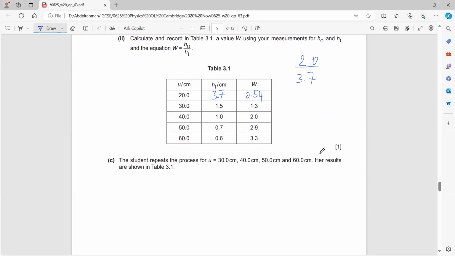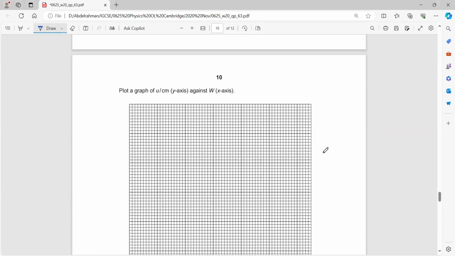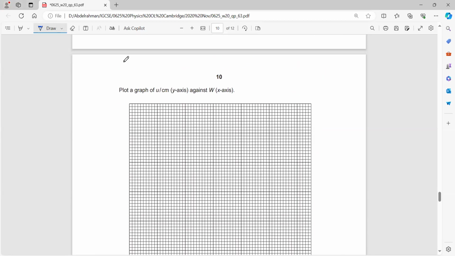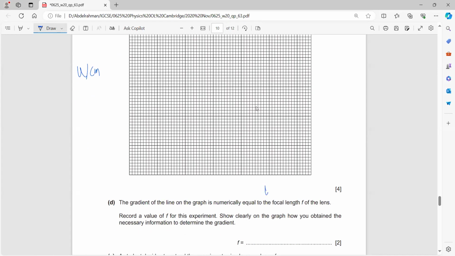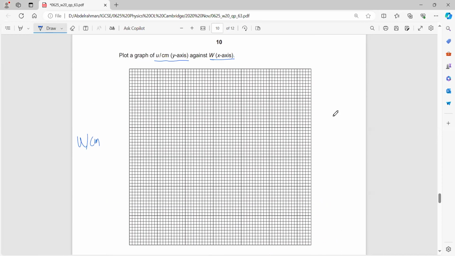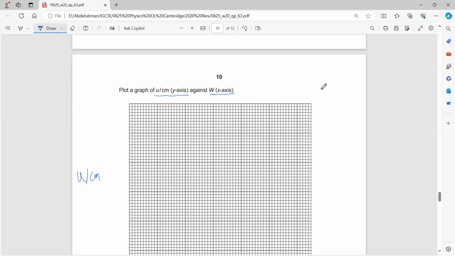The student repeats the process for 30, 40, 50, and 60, and then we need to plot a graph. First mark: plot u in centimeters on the y-axis, and the magnification on the x-axis. Should I start from the origin? He did not say you have to start from the origin, so I don't have to. Most probably it would be better if I do not start from the origin.